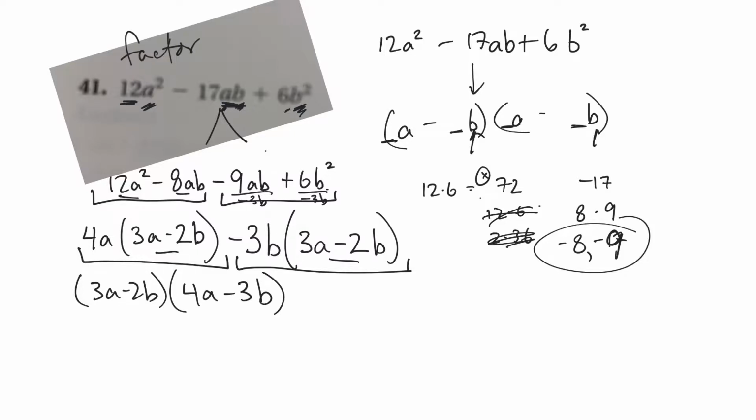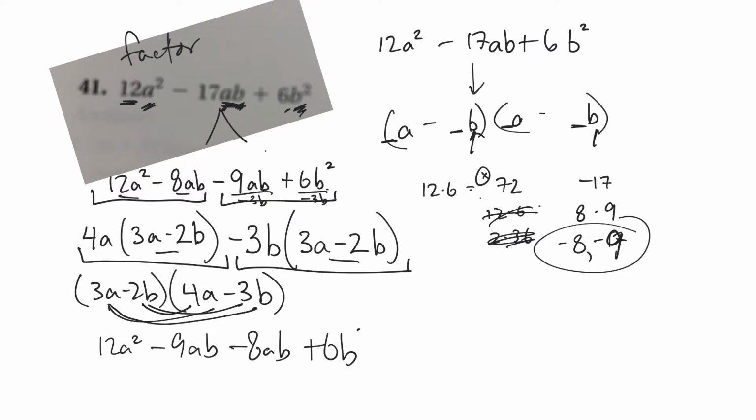Now if you were to FOIL that all out, just to check, this times this, 12a squared, this times this, negative 9ab, this times this, negative 8ab, and this times this, a positive 6b squared. You'll see that when you gather those, you get what you had originally. Okay, hopefully that helps you with that factoring.